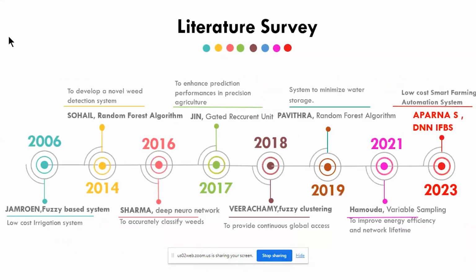And next, getting into the literature survey, actually smart farming technologies have evolved from 2006 in different countries, but with different technologies, they consider different factors. For example, weed detection systems, water prediction and precision agriculture, they considered as major factors. And we here used this smart farming automation system for production using this DNN-IF-based algorithm.